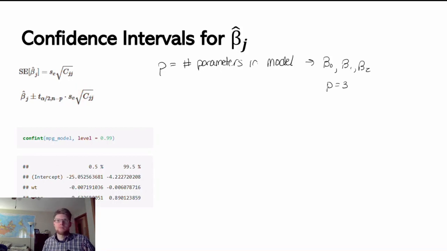The more things I estimate, the more parameters I'm estimating, the more iffy this estimate's going to get of the true standard deviation of beta hat j. Now, it's still going to follow a t-distribution. It's just going to follow a t-distribution with fewer degrees of freedom, meaning that it's going to be a little bit more of an error correction, right?